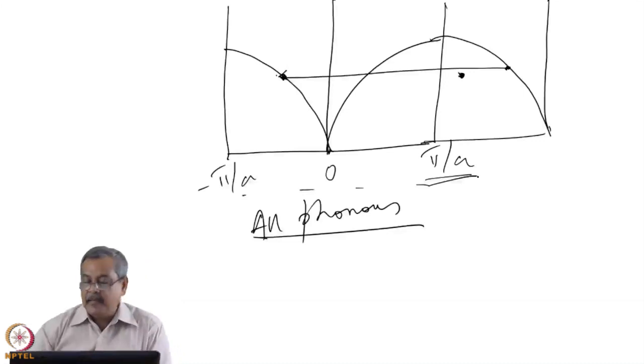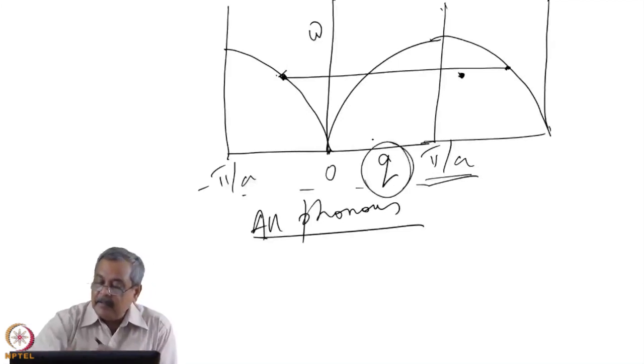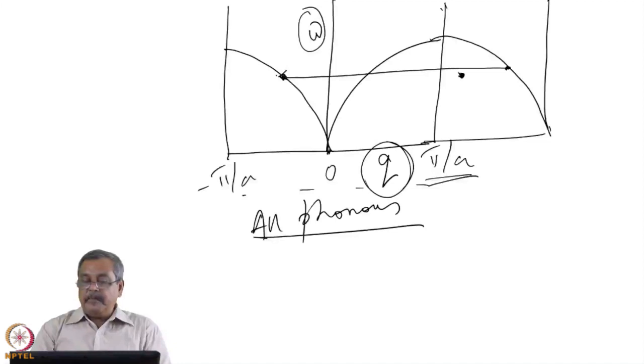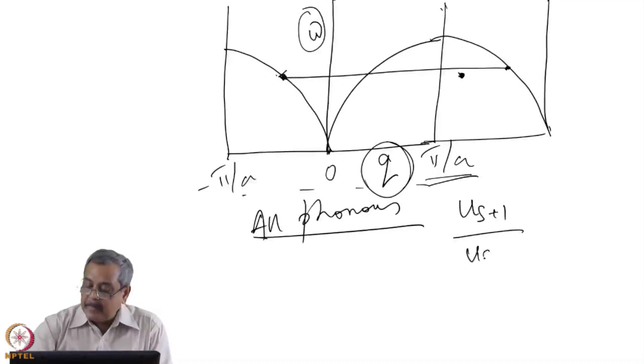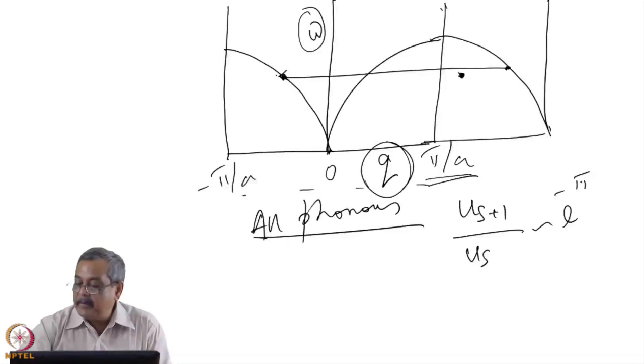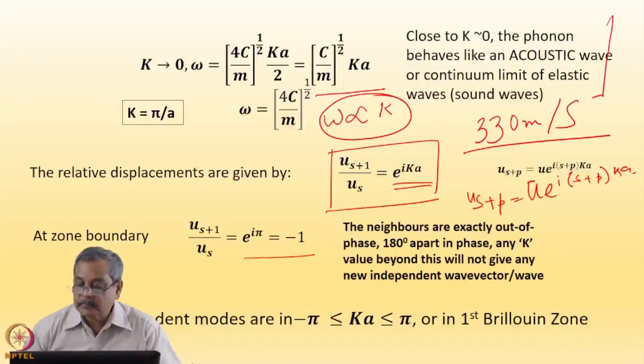That's why we try to get the phonon dispersion curve within the first Brillouin zone, where this is the phonon wave vector. Please remember again and again, this is the phonon wave vector, this is the phonon frequency, and this is the dispersion curve. Because at the zone boundary, we complete the set where us plus 1, any two neighboring atoms, are pi phase apart, and after that we can't have any new motion pattern that will give us a new phonon. So this is already contained in the first Brillouin zone.